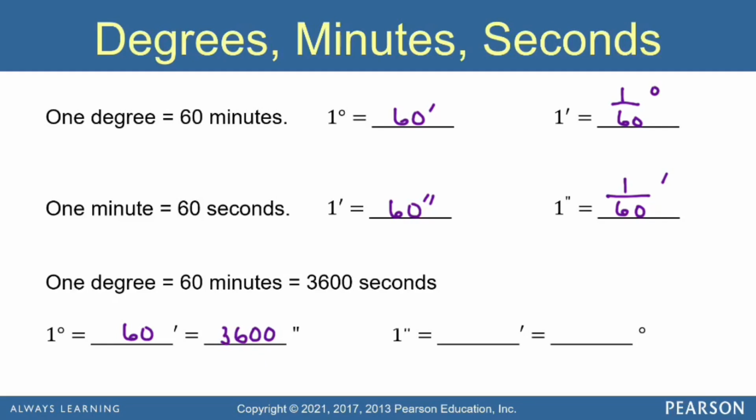Or if we want to go the other way, we can say 1 second is a 60th of a minute, and every minute is a 60th of a degree. So a second is 1/3600th of a degree. So just try to imagine how tiny, tiny, tiny a second of rotation would have to be.